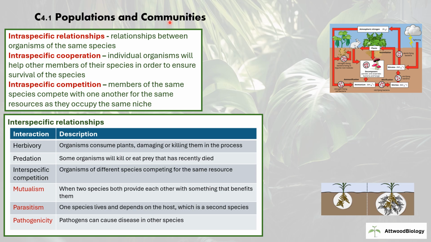We've also got mutualism, so this is where two species are providing one another with something that benefits them both, and we'll look at an example of this in a minute. Parasitism is where one species lives on and depends on the host, so an example could be a tapeworm, which lives inside the digestive system and depends on the human to provide it with nutrients. And then we've got pathogenicity, and that's the fact that pathogens can cause disease in other species, which obviously we know a lot about from the disease sections of the spec.